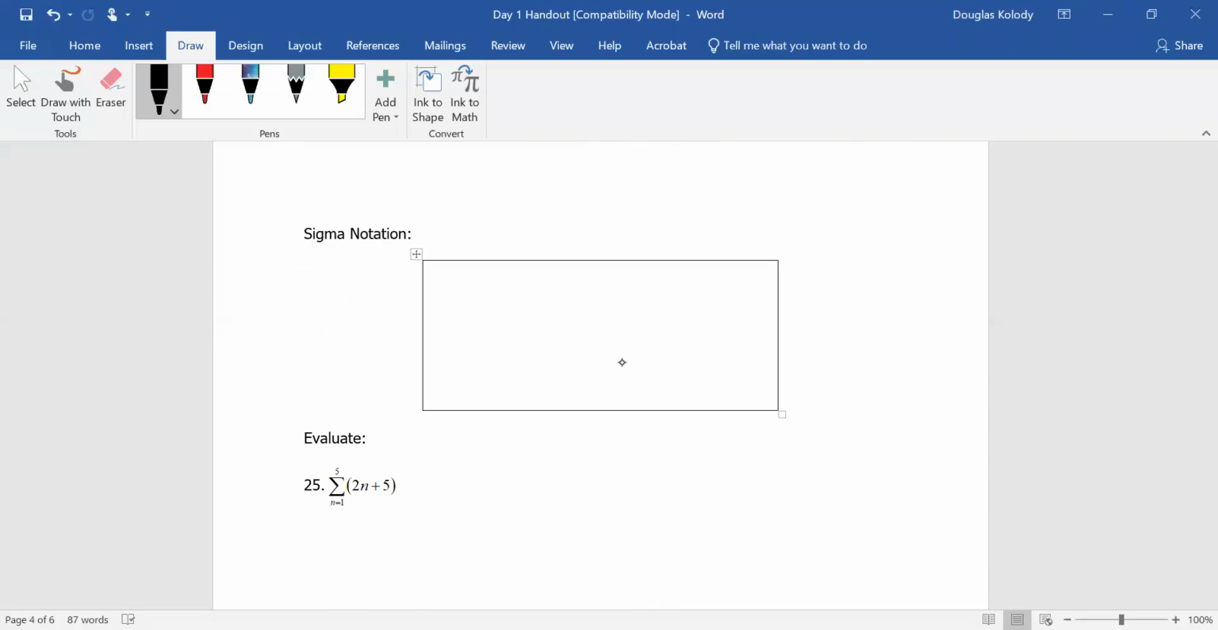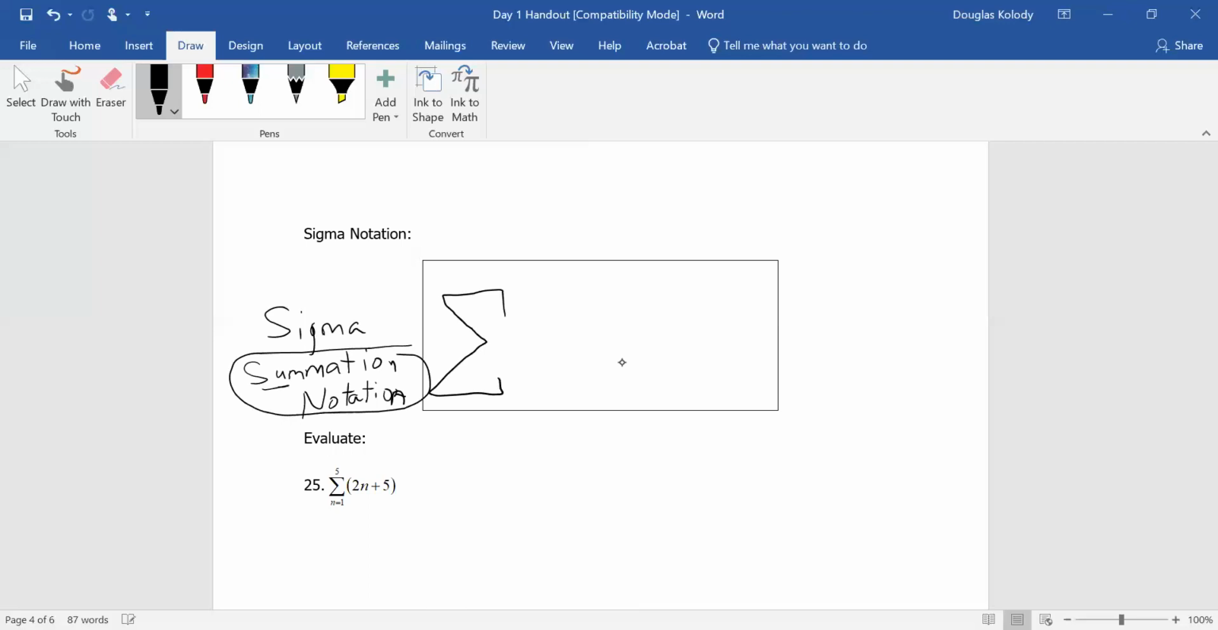So seniors, next year when you get to college, you might walk down fraternity or sorority row and see a lot of Greek letters. In particular, you might see this letter. This is the capital Greek letter sigma. In math, this is the summation notation symbol.